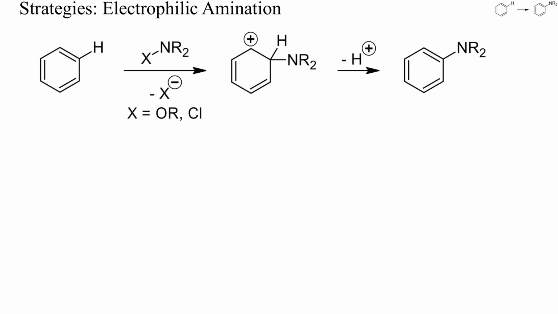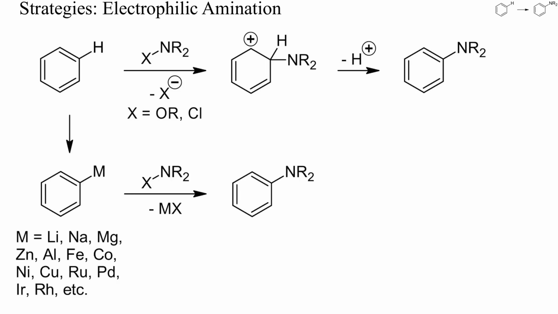A number of electrophilic reagents can generate a carbon-nitrogen bond upon reaction with electron-rich arenes under acidic conditions. These include hydroxylamine derivatives and halogenated amines or amides. If a given arene isn't nucleophilic enough, metallation can yield a more reactive intermediate, better suited for electrophilic aminations.